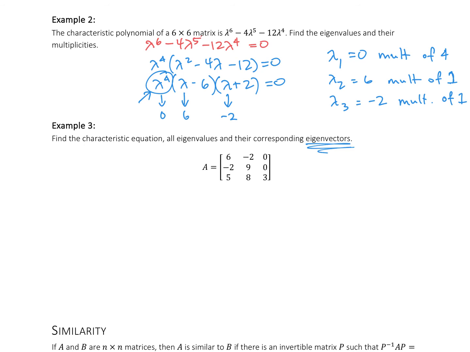So we'll start there, and I'm going to write it over here. My A minus lambda I is equal to 6 minus lambda, negative 2, 0, negative 2, 9 minus lambda, 0, 5, 8, and 3 minus lambda. Now, we need to find the determinant of this. So we need the determinant.